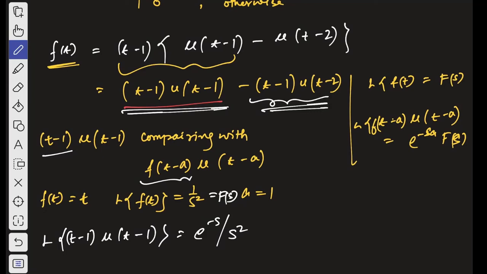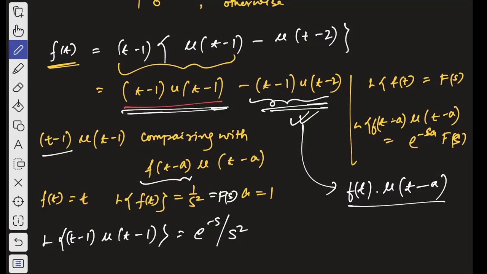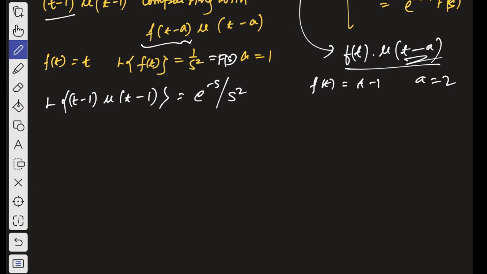We have found the Laplace transformation of this part. Here you can see, to find the Laplace transformation of this second part, we are going to compare this one with f of t into u of t minus a, which I have written here. In that case, if you compare with this function, then our f of t will be t minus 1, and a will be equal to 2. If you compare this part, t minus a will be 2.